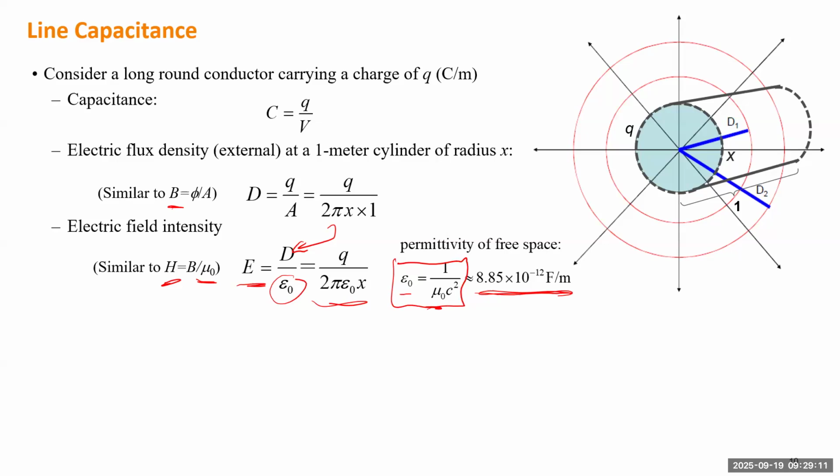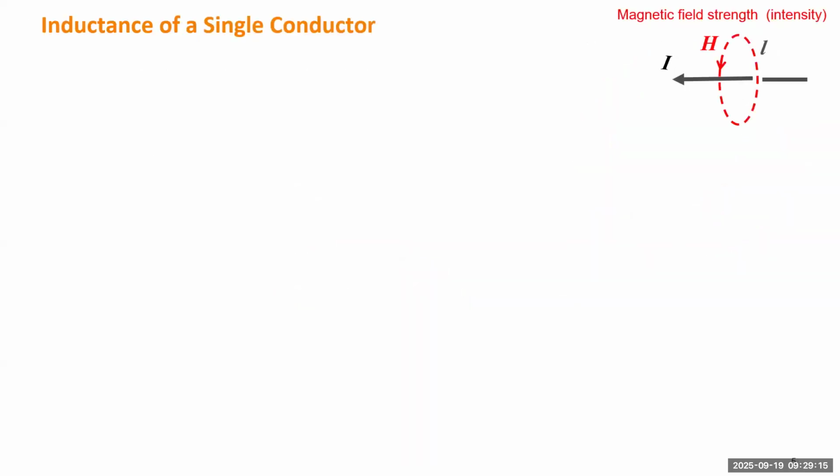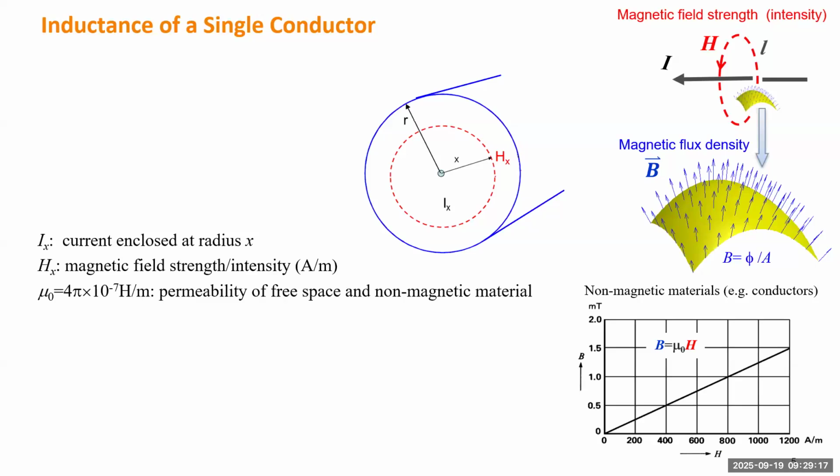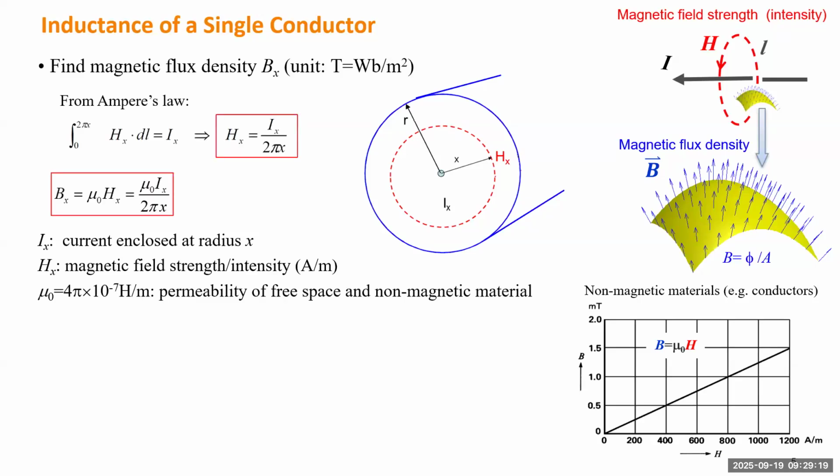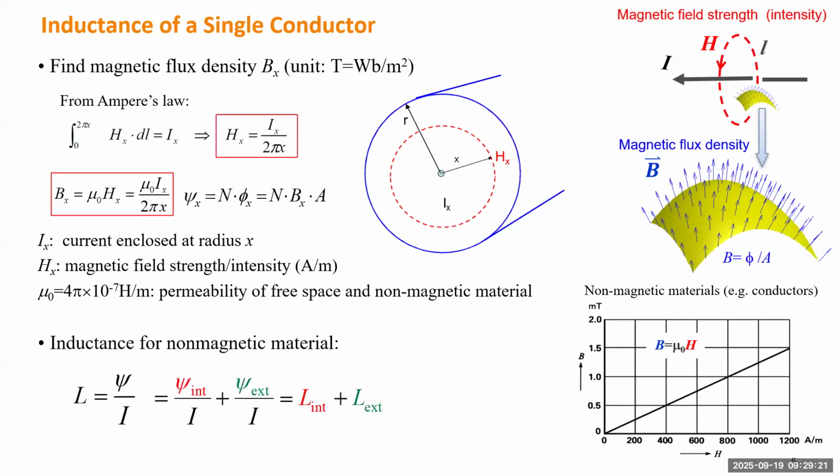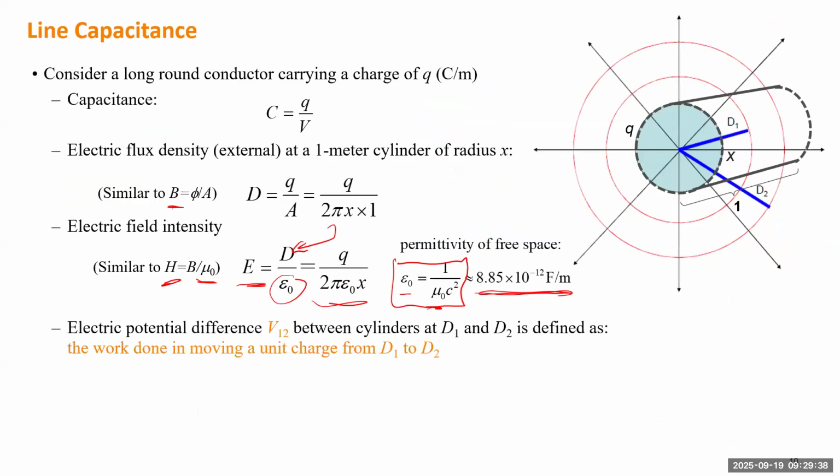So do you remember what mu zero is? Mu zero is 4 pi times 10 to the negative 7 Henry per meter. So that's a defined value. So you can use mu zero and C to calculate the epsilon zero. Okay, so next we're ready to calculate the capacitance.